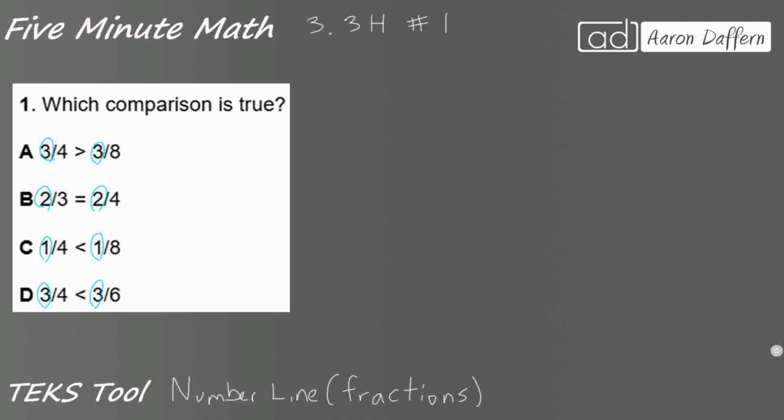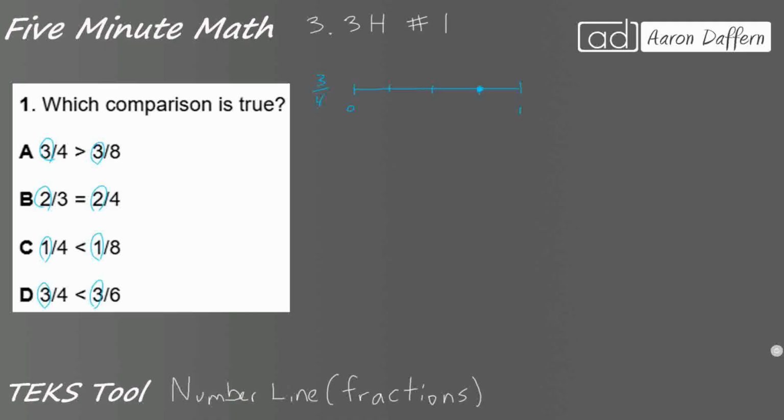So let's start with A. So we're going to draw 3/4. What I want to do is draw these lines so that they are, as much as possible, the same distance from 0 to 1. All right, so fourths are going to be pretty easy. And so I'm going to cut it in half, and then I'm going to cut each half in half. And there's my 3/4 right there.